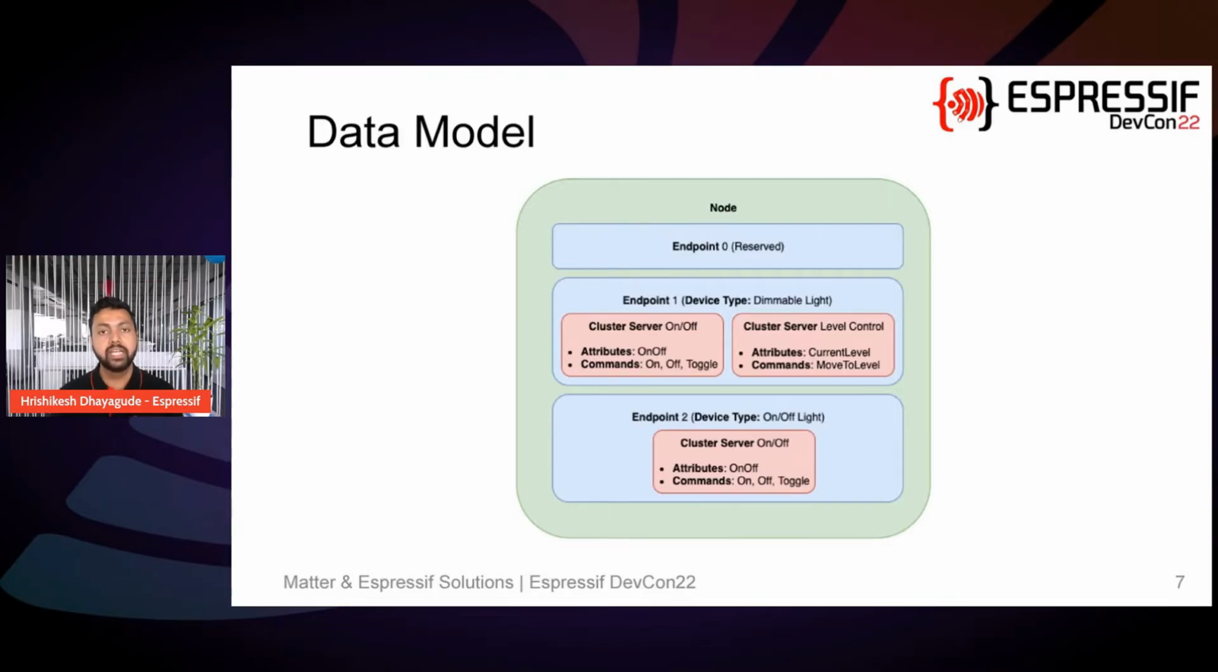At the bottom, there is endpoint 2, which has the on-off light device type. Again, it has the on-off server cluster with attribute on-off and commands like on, off, and toggle.